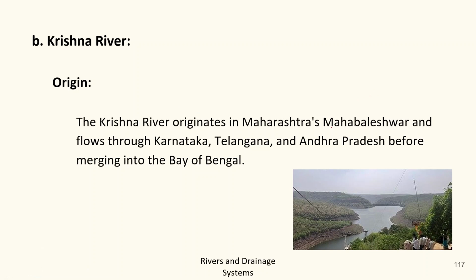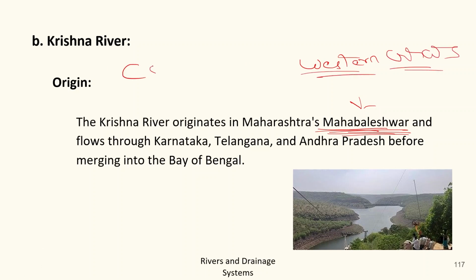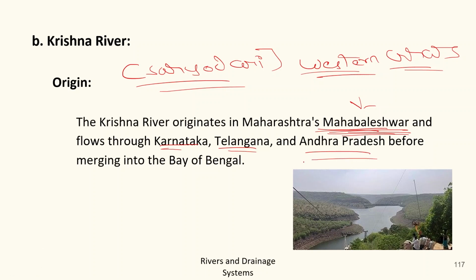Now the next is the Krishna River. The Krishna River originates from Maharashtra's Mahabaleshwar. That region lies in the Western Ghats, which are also known as Sahyadri. Okay. And it flows through Karnataka, Telangana, and Andhra Pradesh before merging into the Bay of Bengal.